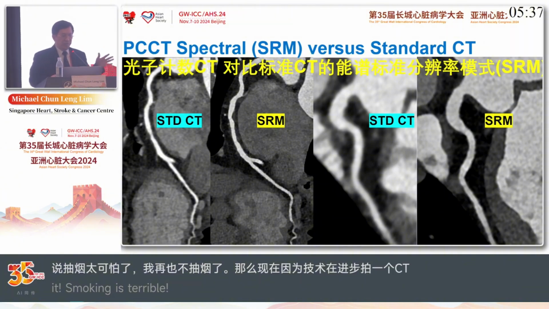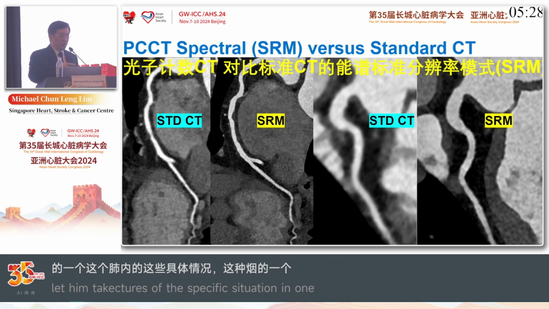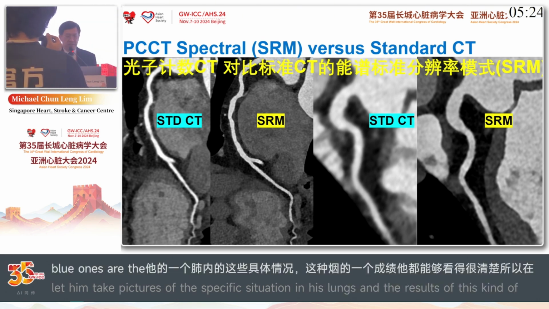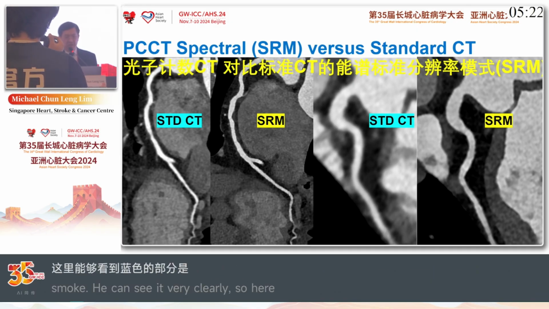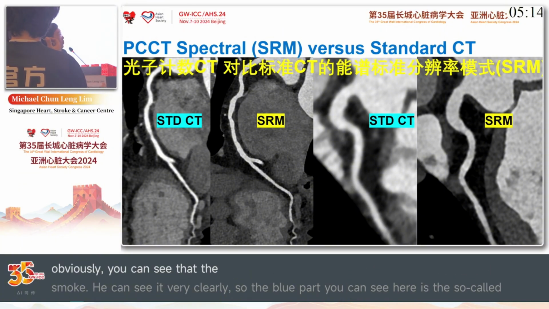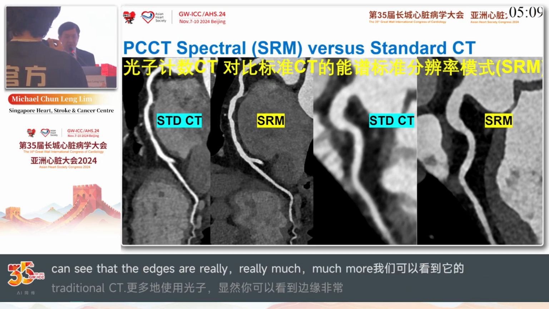Okay, so just to give you some sense of this, the blue ones are the ones in the same patient on different dates. Just to show you the comparison, the blue ones are what we call the standard CT images, and this one is what we call the standard resolution mode using the photon. And obviously you can see that the edges are much clearer. There's no more fuzziness, all right? So you can see the difference.